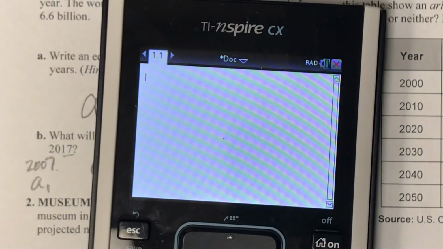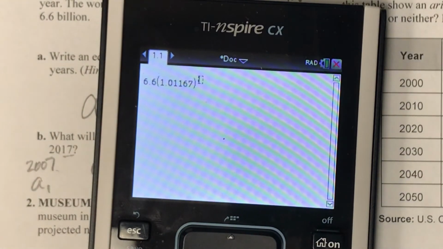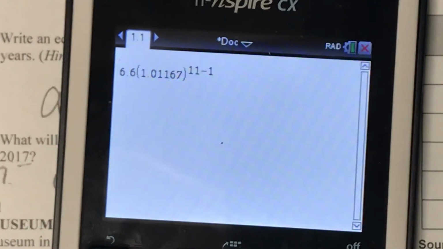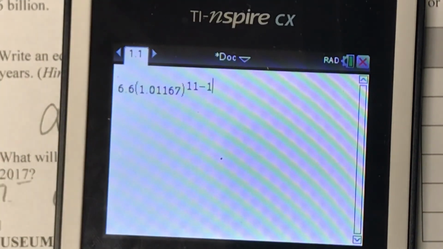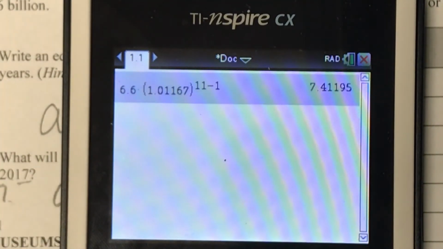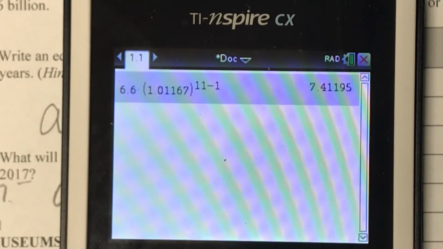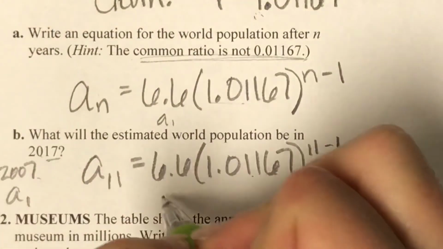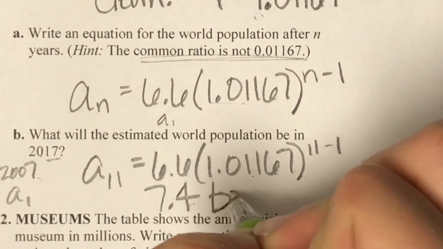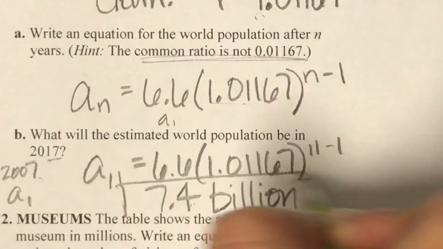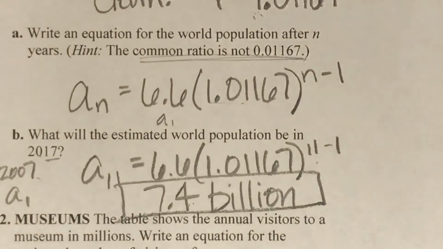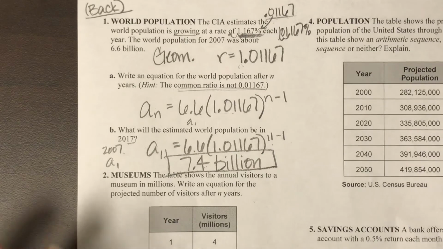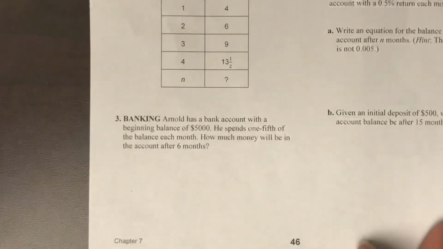So if I just say 6.6 times 1.01167 raised to the 11 minus 1, or if you're feeling really advanced, to do just the teeniest amount of work, you could just put a 10 up there. You end up with an answer of 7.41195. I'm going to round that to 7.4 billion people. So it's kind of tricky figuring out that 2017 value.